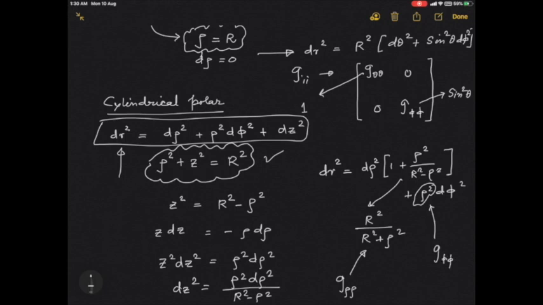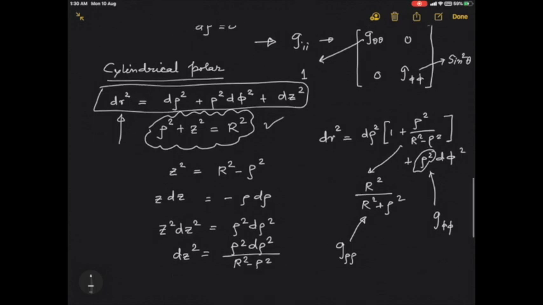There is a nice thing here: if you choose the right coordinate system, this coordinate system has the symmetry of a sphere, and you are looking at the surface of a sphere, so obviously the metric is simpler in this coordinate system compared to the cylindrical polar coordinate system.